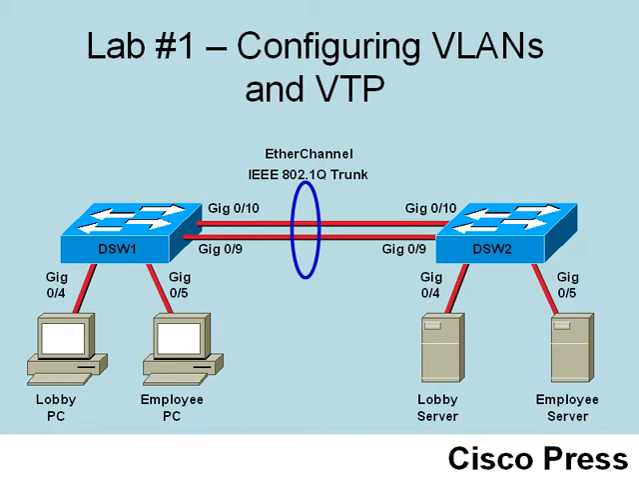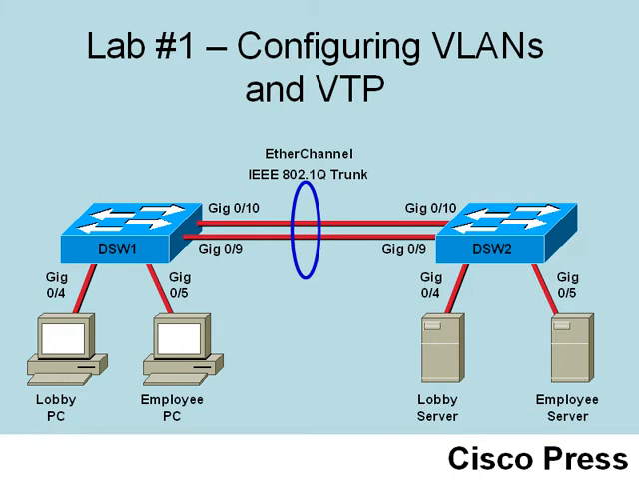And notice on screen that in this lab we would like to have a couple of VLANs. One VLAN for the lobby, which would include the lobby PC attached to DSW1 and the lobby server attached to DSW2. We then want to have a second VLAN for the employees. We have an employee PC and an employee server. And one option for doing this is to go to each switch and create those two VLANs.